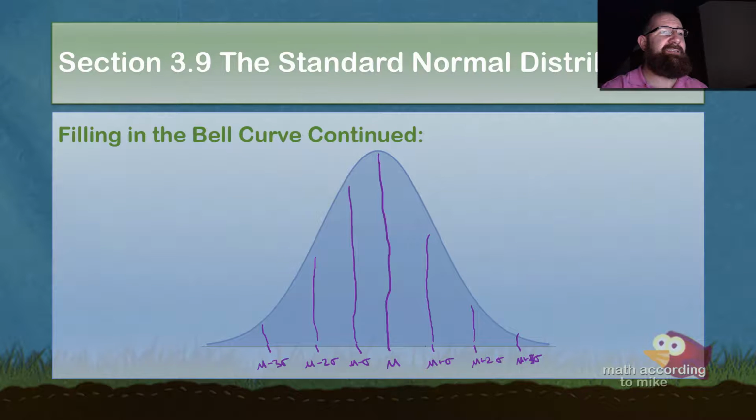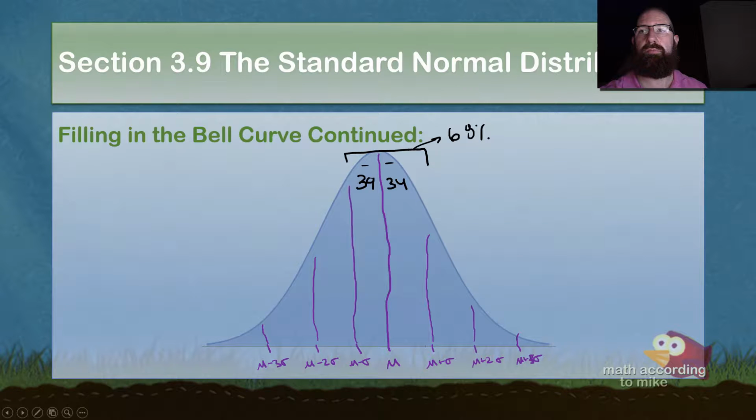Okay. As discussed, 68% fall within 1 standard deviation of the mean. So this section right here, these 2 sections, I should say, this one and this one, need to add up to 68%. Due to symmetry, we can cut the 68 in half, and how much is each section worth? Hopefully you said 34. So these are 34% each. Good. I'm going to clean up that 34 because it looks like a 39.